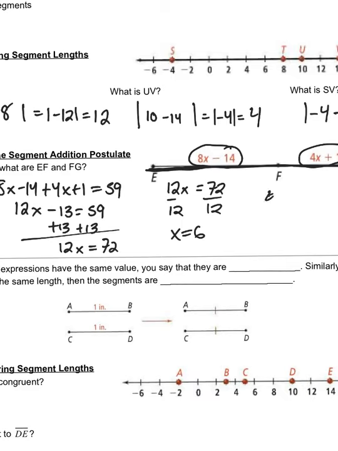I want to find what EF and FG are. So EF is 8 times x, where x is 6, minus 14. And FG is 4 times x, which is 6, plus 1. So EF is 8 times 6, which is 48, minus 14, which is 34. And then FG is 4 times 6, which is 24, plus 1, which is 25.